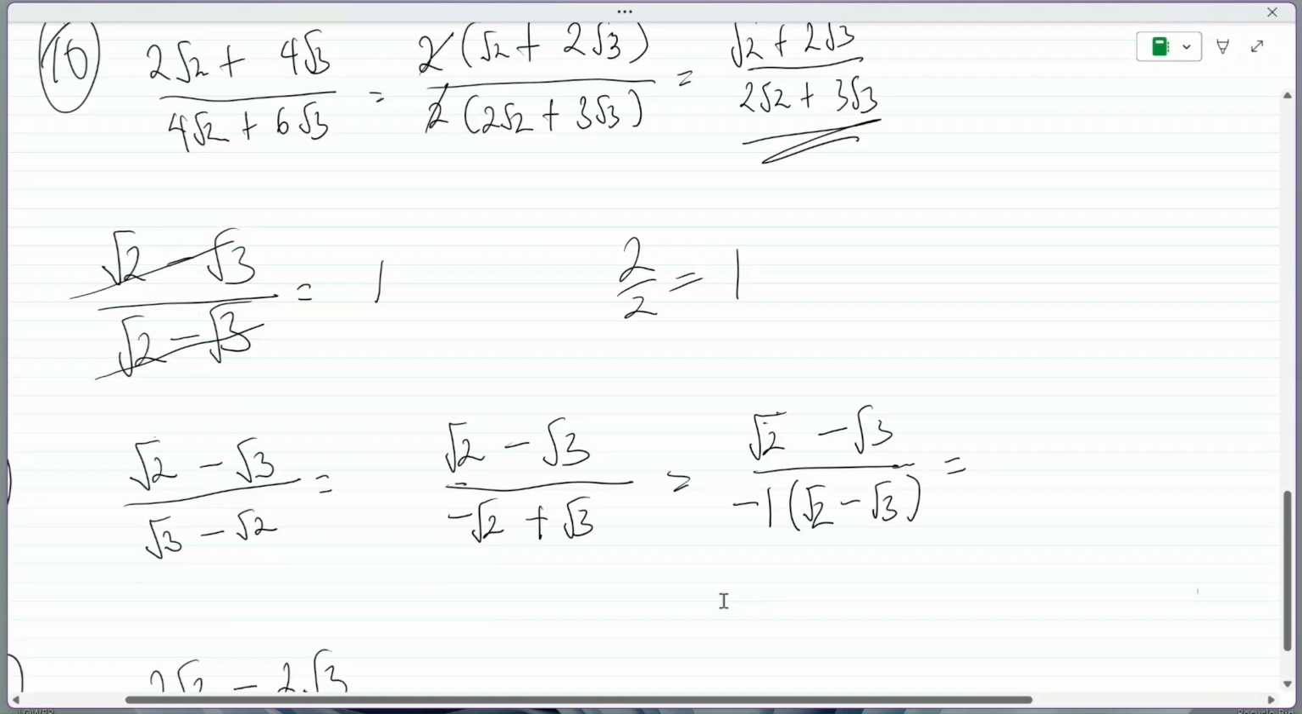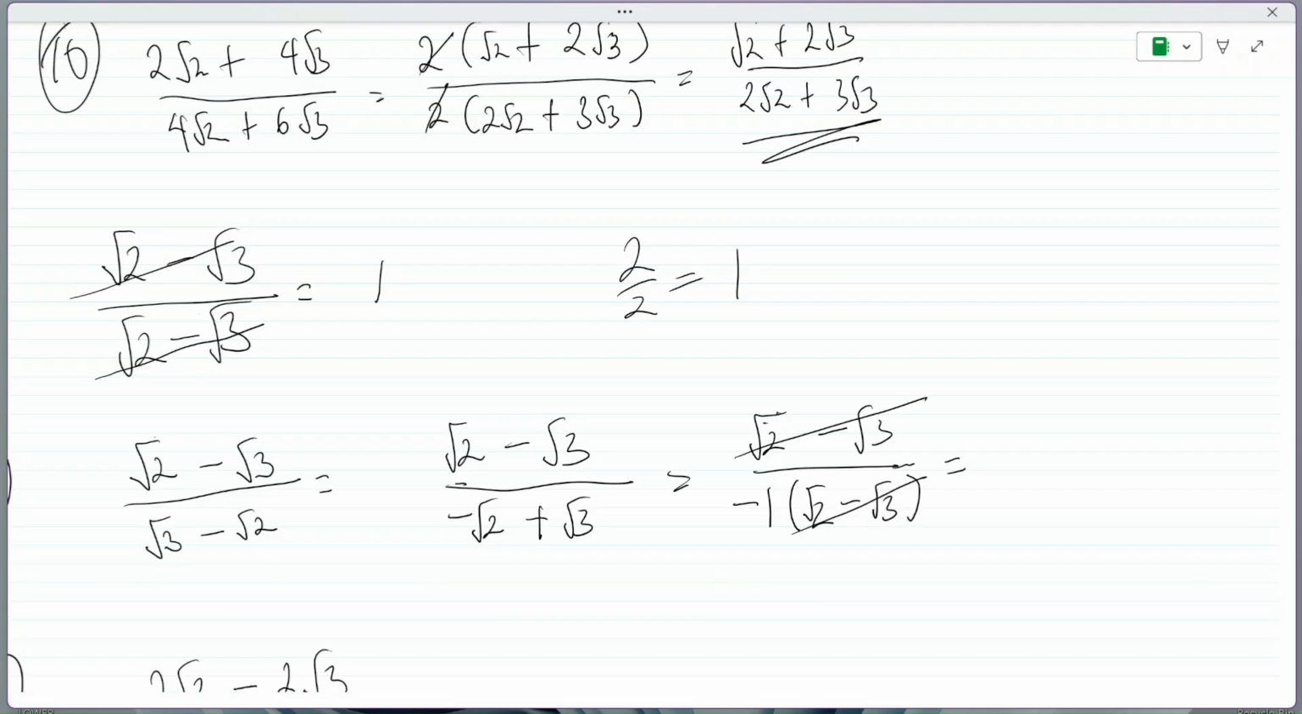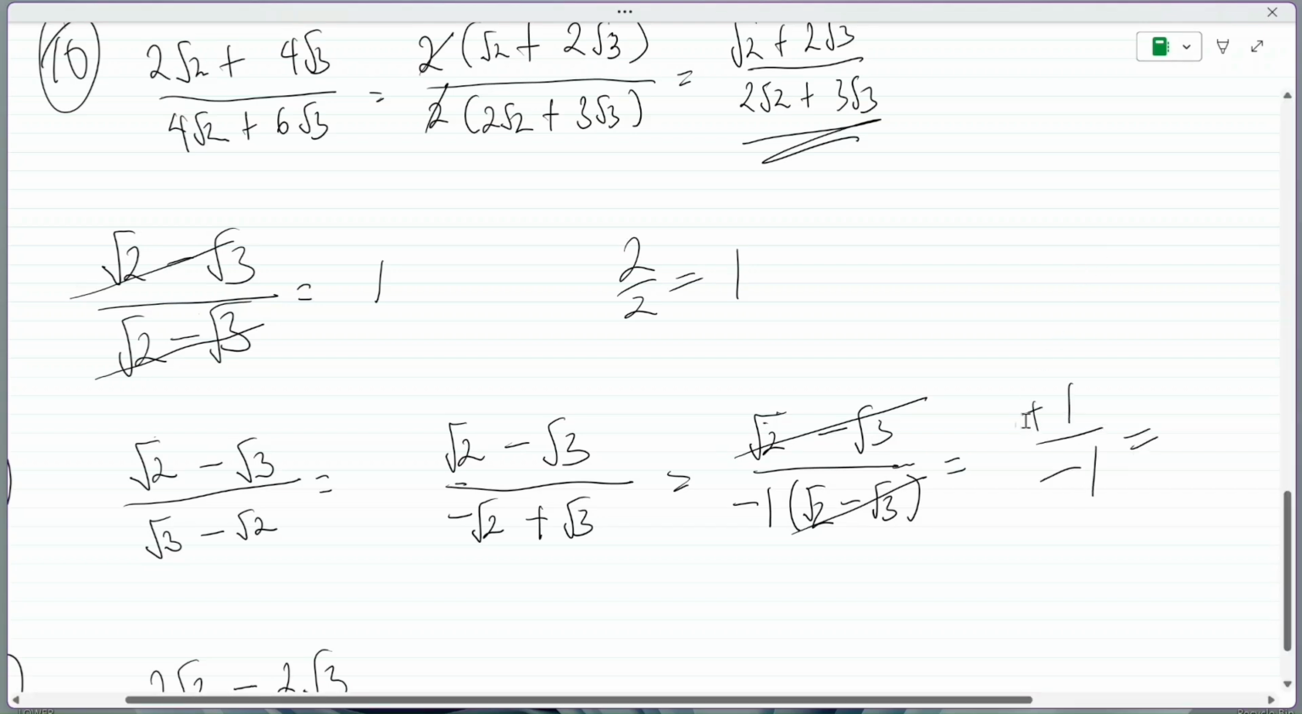this, you can cancel or you can cut. Plus root 2 minus root 3, we cancel plus root 2 minus root 3. You'll be left with 1 over minus 1. This one has a positive. Positive divided by negative is negative. Then 1 divided by 1 is 1. So our final answer is minus 1.